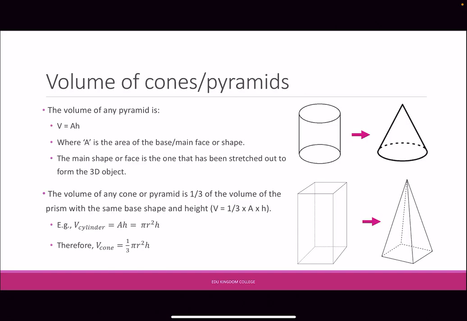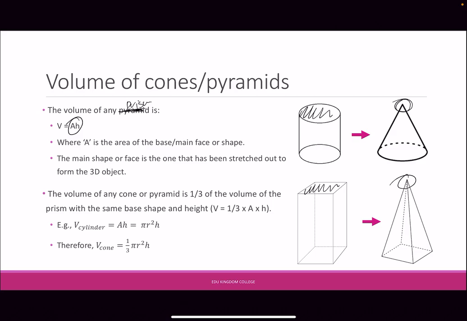Now, the volume of the cone or pyramid, or just any object ending with a point, is what we're going to go through in this slide. But more generally, before we start, is the volume of any given prism. The volume of it is V equals AH, where H is height and A is the area of the main face or shape. For the cylinder, the main face is going to be a circle. For this rectangular prism, it's going to be this rectangle or square at the top.